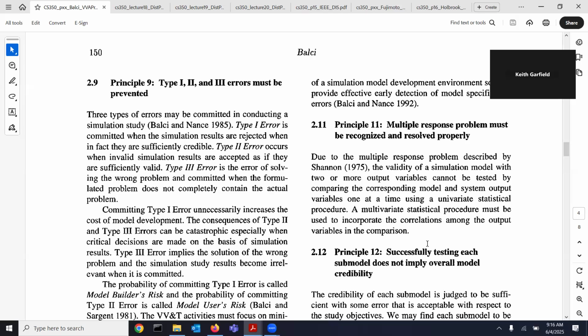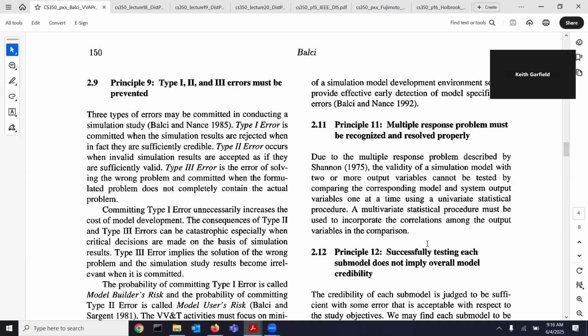That happens a fair amount too. Type 2 errors are invalid simulation results accepted as if they were valid. So type 1 says the results are valid, but we reject them. Type 2 says the results are not valid, but we accept them.